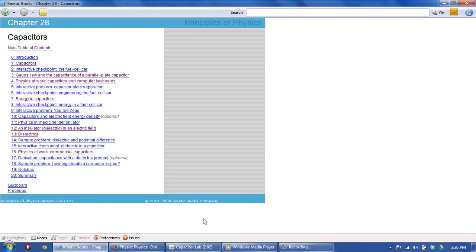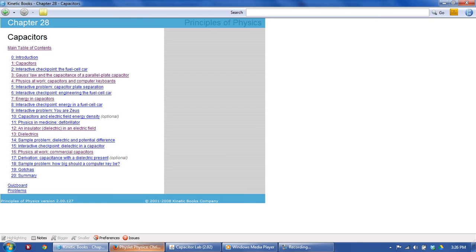So quite simply, a capacitor is a device to separate charge. And by separating charge, energy is stored because an electric field is created, and to move those charges or separate them, work has to be done.